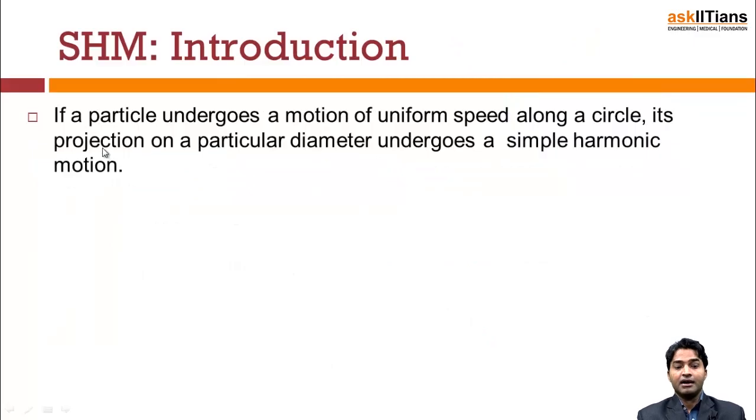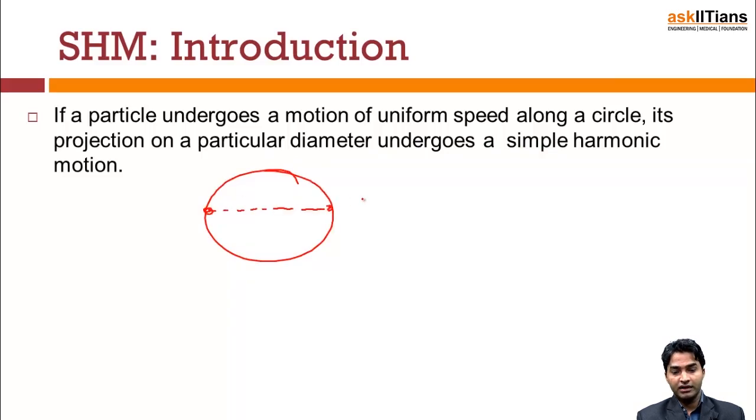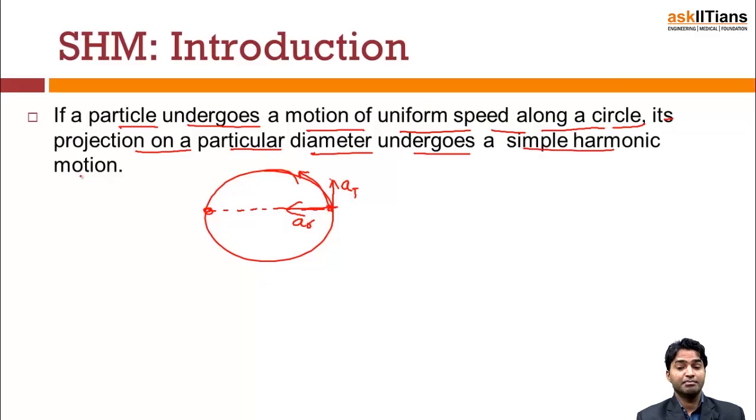In the next slide, we will discuss that if a particle undergoes a motion of uniform speed along a circle, its projection on a particular diameter undergoes a simple harmonic motion. Like that, if it is going in a circle with constant speed, it would have two accelerations: restoring acceleration AR and tangential acceleration AT, and the resultant acts at some position over here. So if a particle undergoes a motion of uniform speed along a circle, its projection on a particular diameter undergoes a simple harmonic motion.